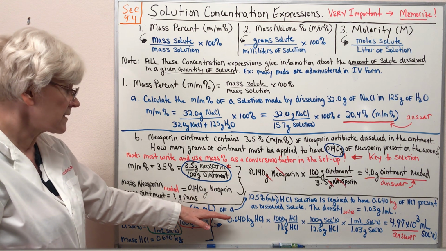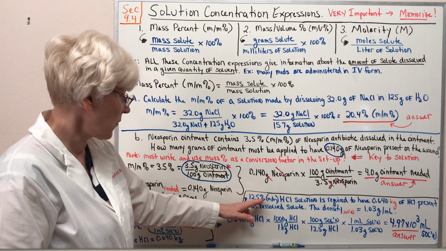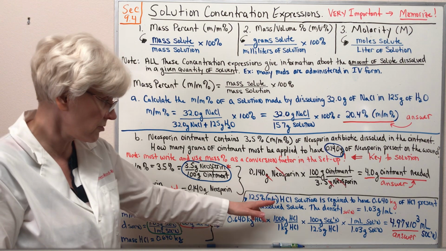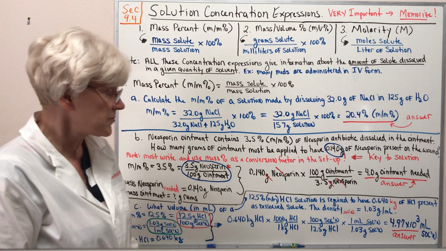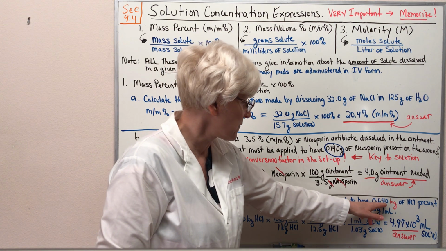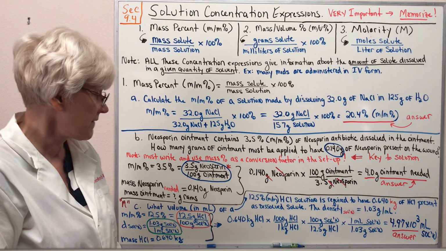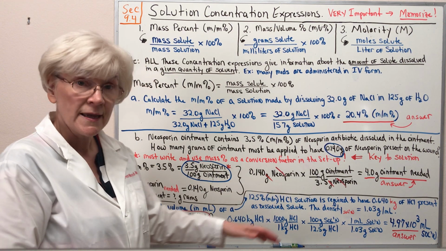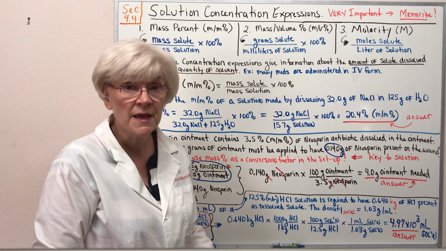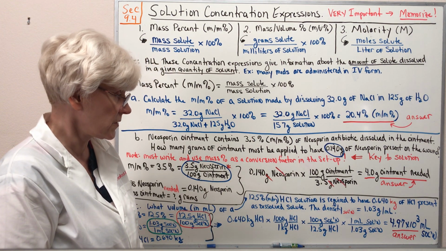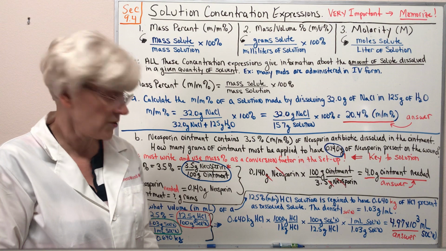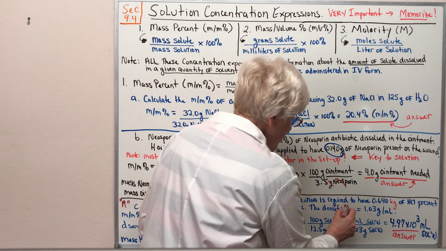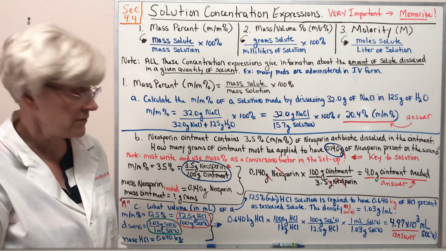What volume in milliliters of a 12.5% by mass HCl solution, hydrochloric acid solution, is required to have 0.640 kilograms of HCl present as dissolved solute? And I'm adding to the problem that the density of the HCl solution is 1.03 grams per milliliter. So lots of data in this problem, lots of data.